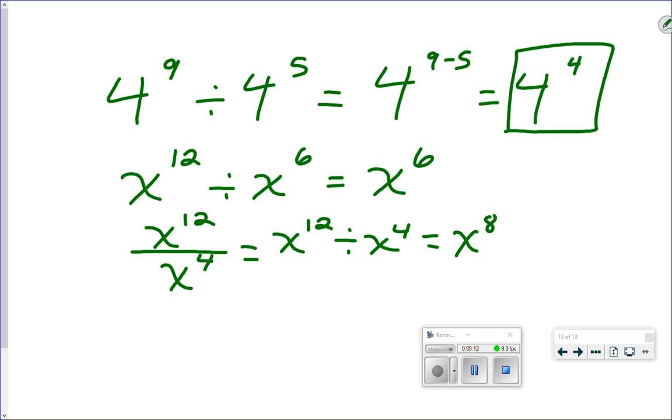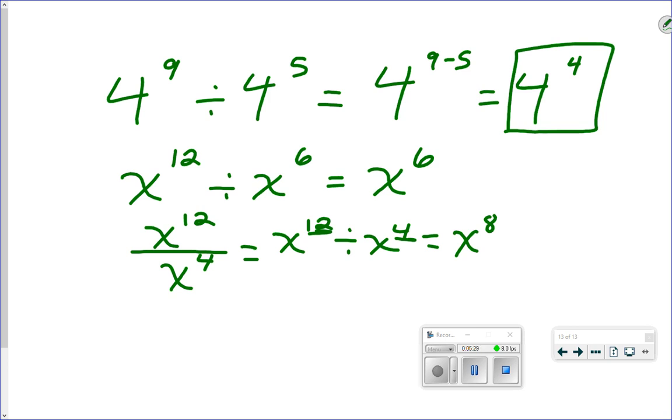So whether it's written like a fraction or not, you can subtract the exponents. If it's written like a fraction, order matters with subtraction, so make sure it's the top exponent first minus the bottom exponent. So make sure you write it in order.